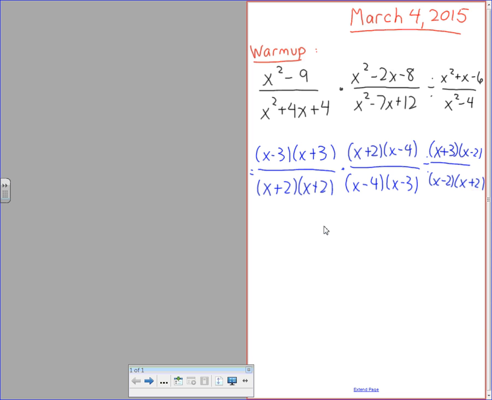Okay, can someone be brave other than those 6 people and tell me what to do next? Yeah, go ahead. State restrictions. Good, go ahead. 2, negative 2, 4, 3. X will not be negative 2 from here, 4, 3, and over here it's going to be 2.